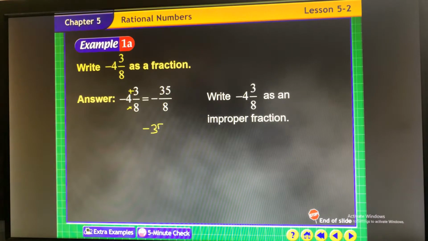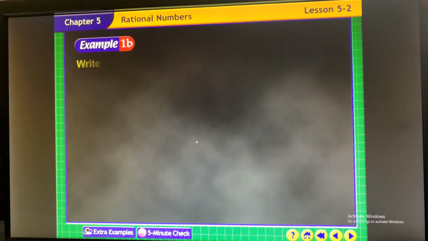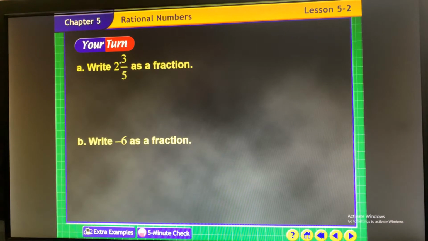I really prefer it on the top like that. I think you can see it better. 10 is a fraction. Any whole number is over 1. Again, 5 times 2 plus 3, and then -6 over 1.